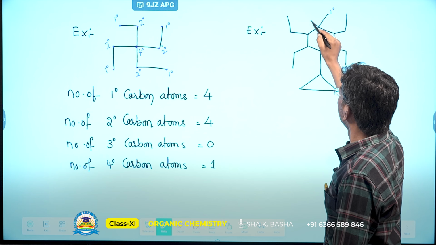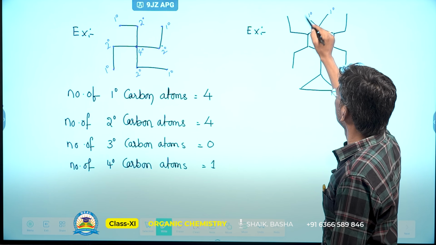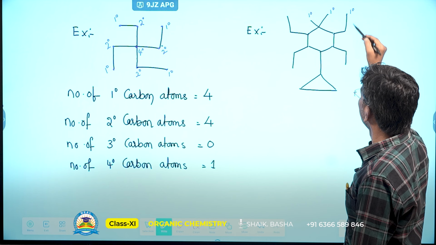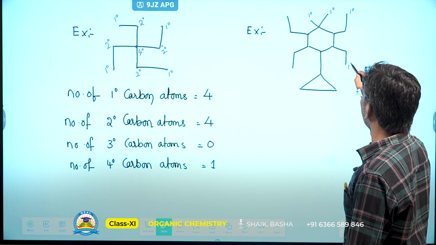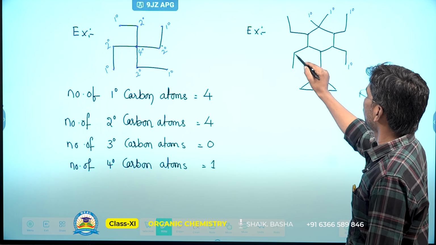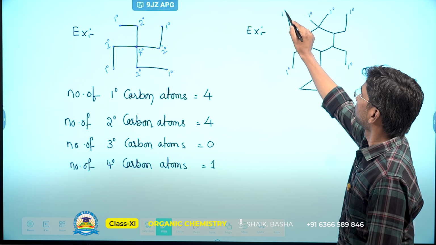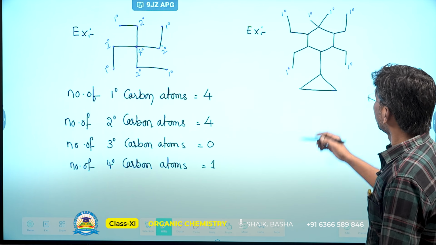This is primary. This is connected to only one carbon. This is also primary. This is attached to only one carbon. Primary. This is attached to only one carbon. Primary. This is attached to only one carbon. Primary. This is also attached to only one carbon. This is primary.